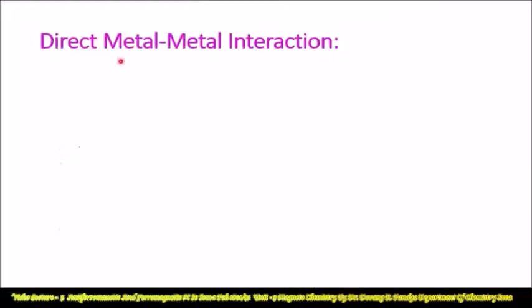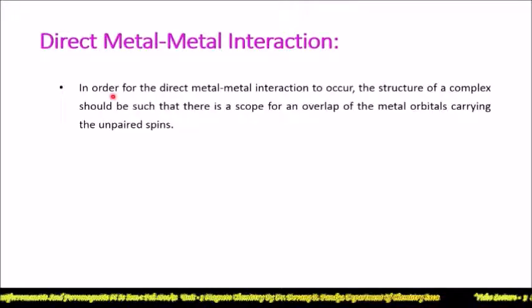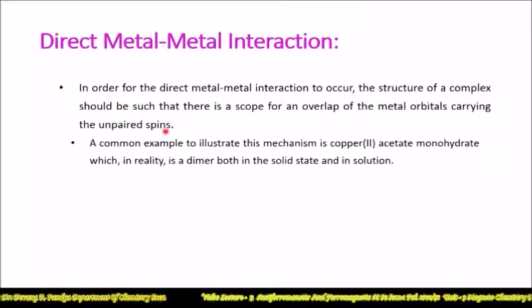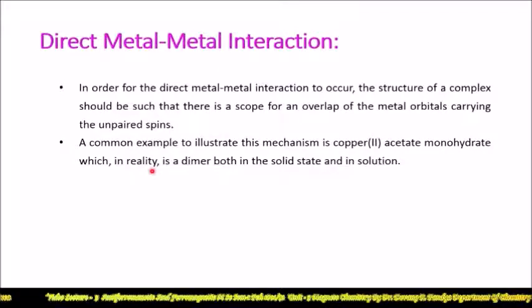Now let's take the first example, that is direct metal-metal interaction. In order for the direct metal-metal interaction to occur, the structure of a complex should be such that there is scope for an overlap of the metal orbitals carrying unpaired electron spins. A common example to illustrate this mechanism is copper(II) acetate monohydrate, which in reality is a dimer both in the solid state as well as in solution.